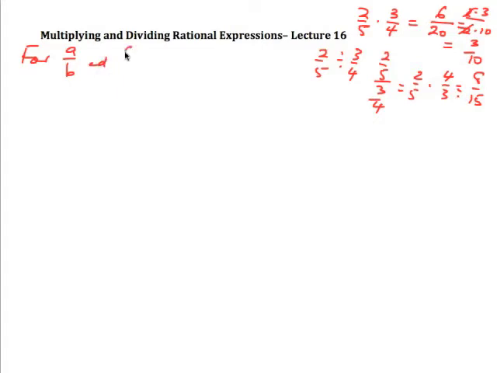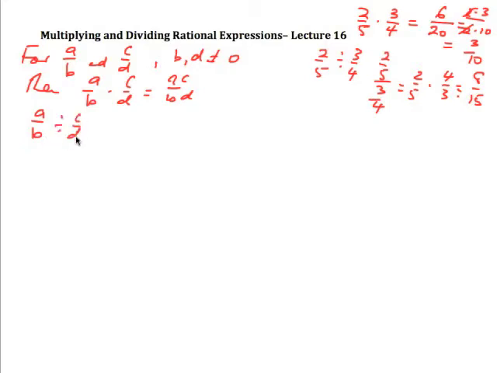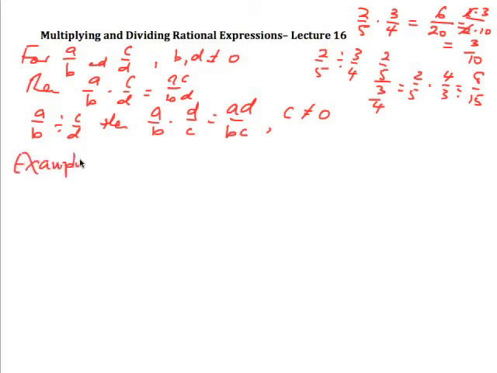So the rule is, for a over b and c over d, of course b and d are not equal to 0, then we have a over b times c over d is simply ac over bd, and if I have a over b divided by c over d, then we have a over b times d over c, which gives us ad over bc, and we have a further restriction that c can't be equal to 0. So let's look at some examples of doing this.